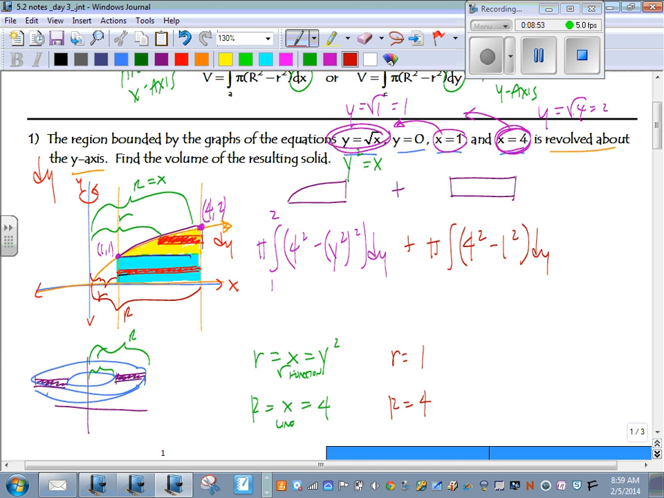So what's our lowest y value? So looking at that blue shape, 0 is the lowest part. Highest part is 1.